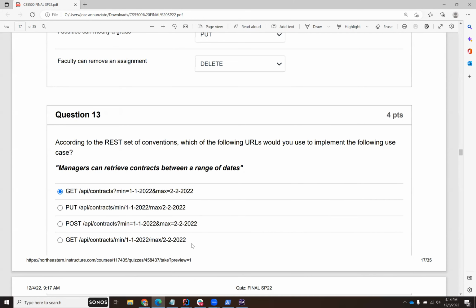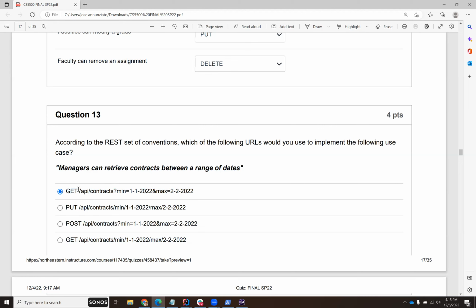Also, the URLs that you would use, right? So this says, according to REST conventions, if you want to implement this use case, manager wants to retrieve contracts between a particular range of dates, what would you use? Well, because we're retrieving, it would typically be a get. You would not be using a put or post. You would be using a get. So I guess the answer would be between these two.